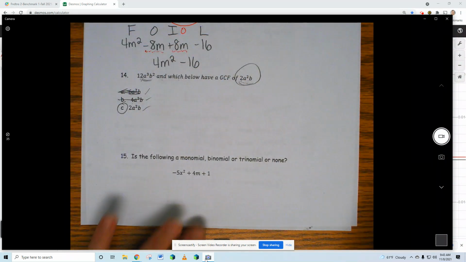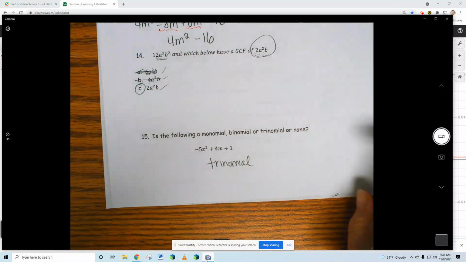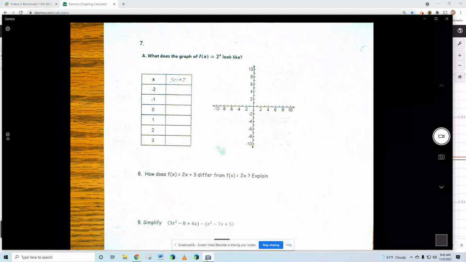Oh, did you guys say trinomial? Okay, good. You're right. Okay, so there's that. Now, number 7. What does the graph of 2 to the x look like?